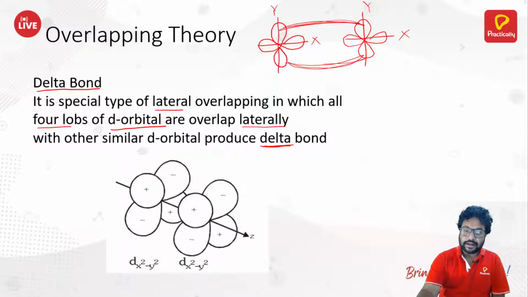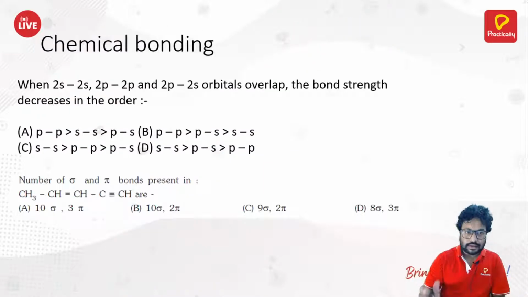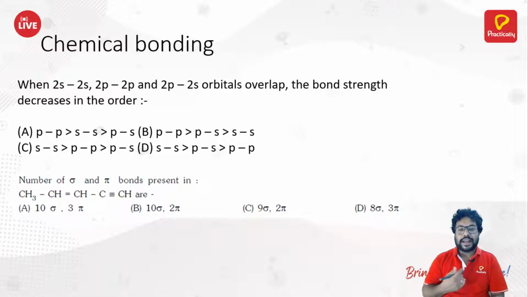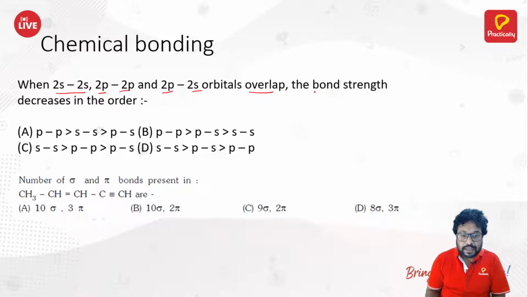Okay, moving ahead. Chemical bonding, let's see some of the questions now. With the questions we will cover many concepts of chemical bonding. Now the very first question: when 2s-2s, 2p-2p, 2p-2s orbitals overlap, the bond strength decreases in the order.